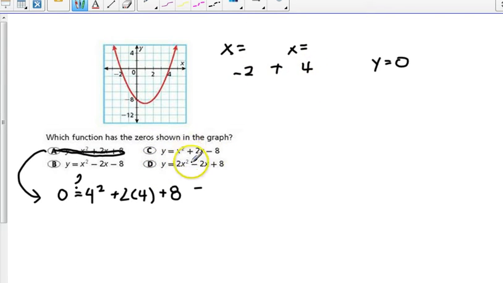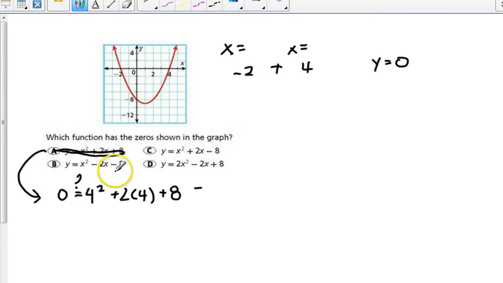So if 4 does in fact work, that's not enough to know that you have the right equation. You'd have to plug in -2 as well. But if 4 doesn't work, then it doesn't matter if negative 2 works because they both have to work. So if 4 doesn't work, I can cross that off and not have to try the negative 2 to eliminate it as a possibility.